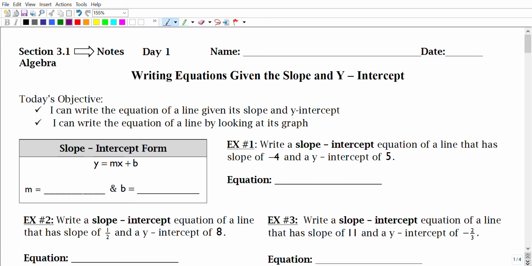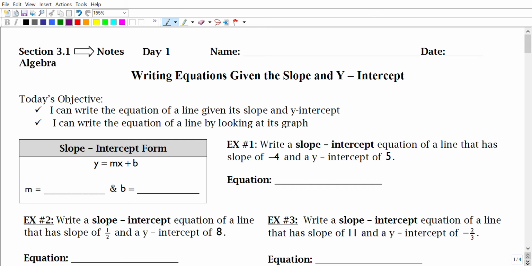So maybe we're just given a slope and a y-intercept. With that information, how do we write an equation? Maybe we're just given 2 points. How do we write an equation from that? Similarly, we may even be given a table of values or maybe an actual graph, and from there we have to deduce how we can write an equation for it.